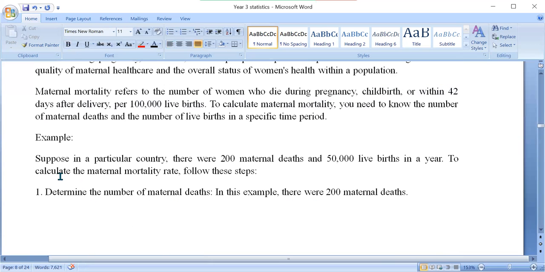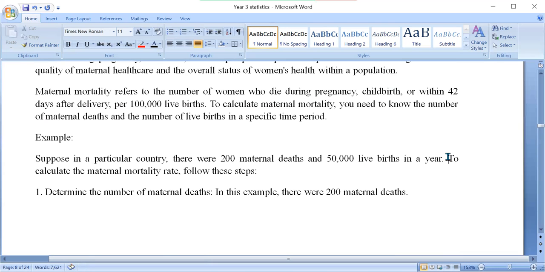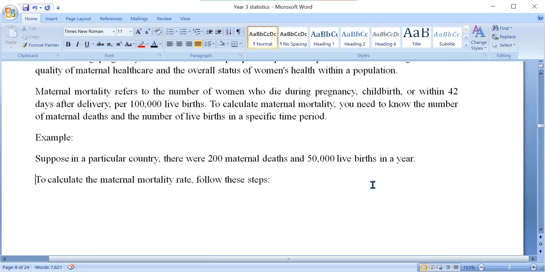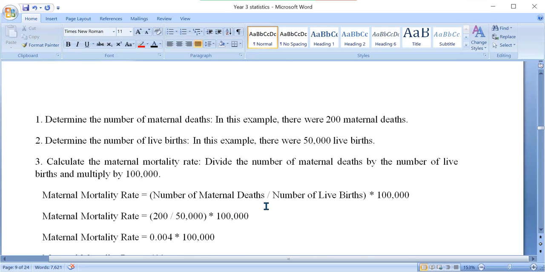So let's calculate. Suppose in a particular country there were 200 maternal deaths and 50 live births in a year. For us to calculate the maternal mortality rate, we'll follow these steps. One, determine the number of maternal deaths. In this example, there were 200 maternal deaths. Next step is to determine the number of live births, which is 50 live births. Then we'll go into calculation.